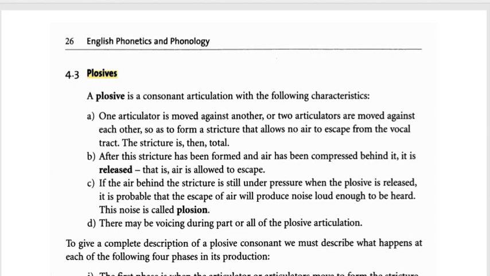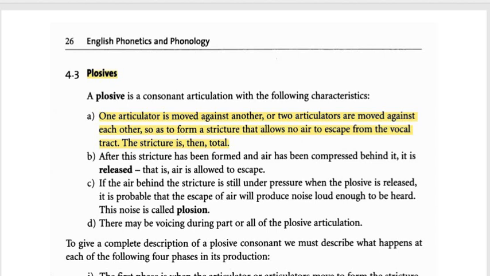So we are back with the third part of the fourth chapter. This part is mainly concerned with plosives. A plosive consonant has the following characteristics. One articulator is moved against another, or two articulators are moved against each other, to form a structure that allows no air to escape from the vocal tract. The structure is then total.